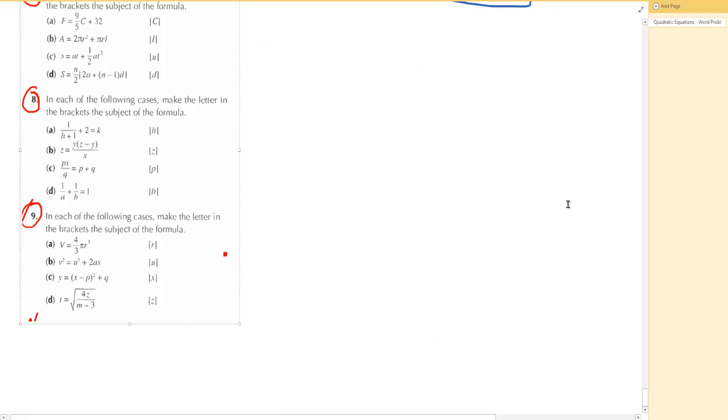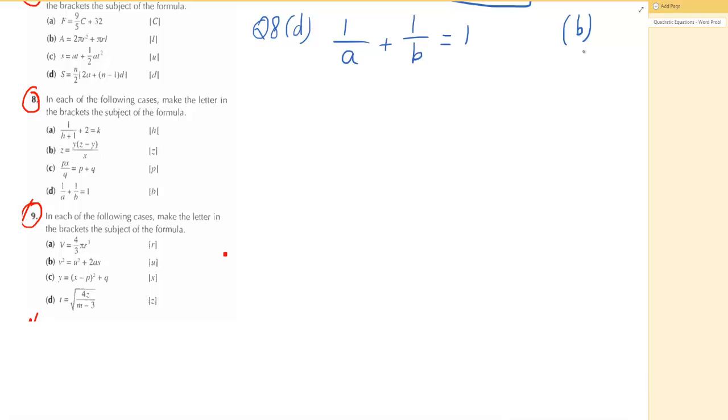Okay, so next question is question 8, D part. It is 1 over B, A. Here we make B the subject. What will we do here, beta? You first have to solve 1 by a plus 1 by b.